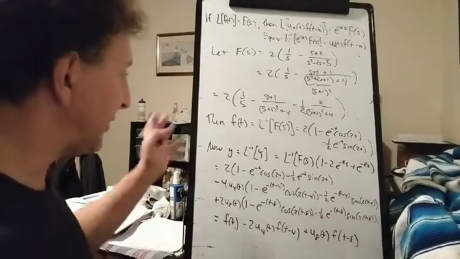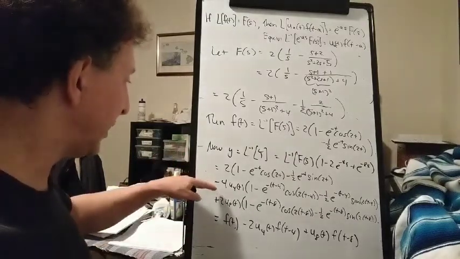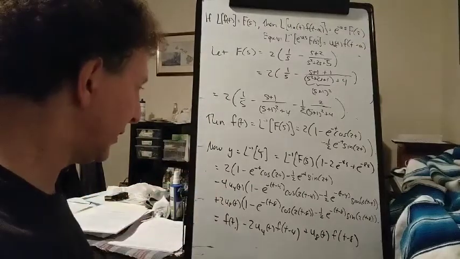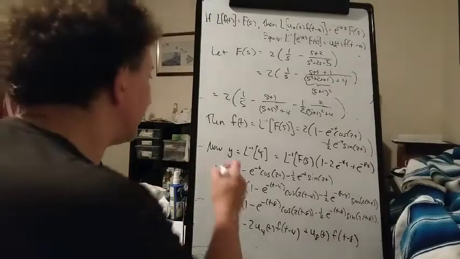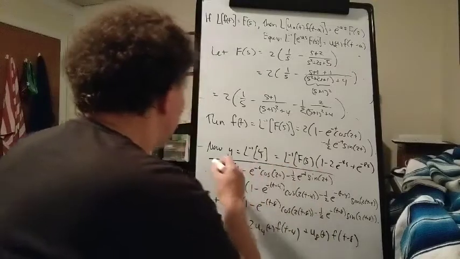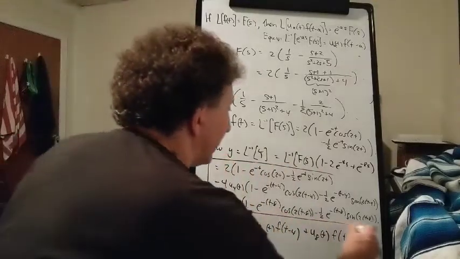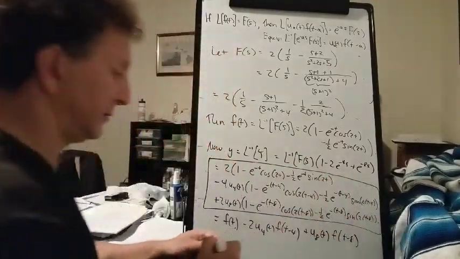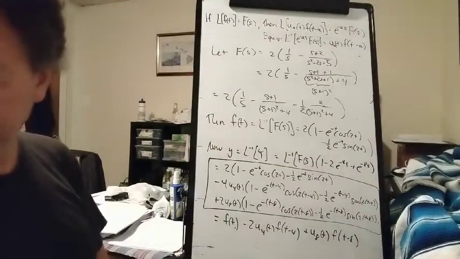Because all of those exponentials on the right hand side have now become step functions, u4 and u8. So this is the final answer. The end.